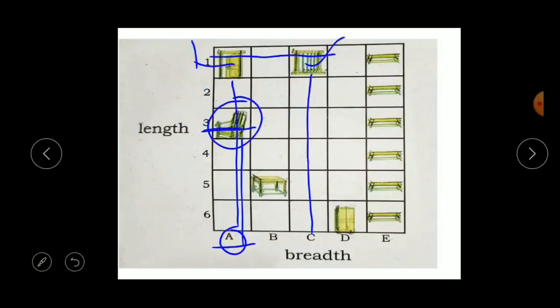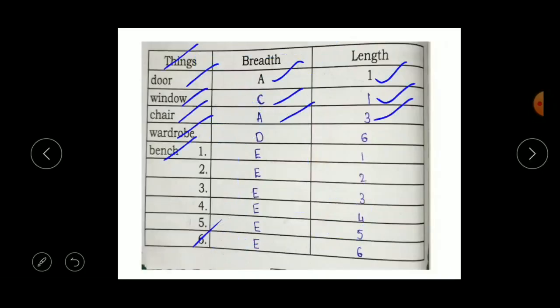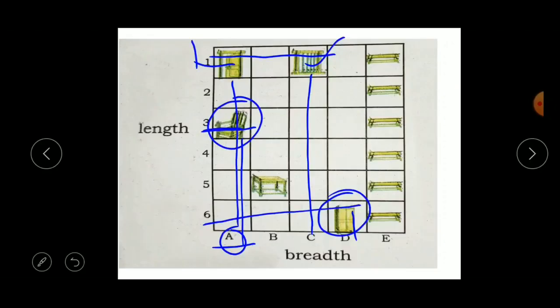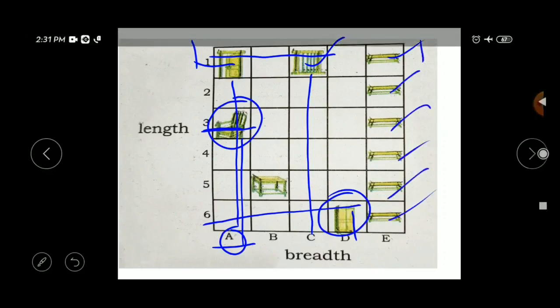Now, next, wardrobe. Where is the wardrobe here? Here it is. Now, what is the breadth of this wardrobe? D. And the length is 6. So, D6. Next, bench. Where are the benches here? There are 6 benches. 1, 2, 3, 4, 5, 6.